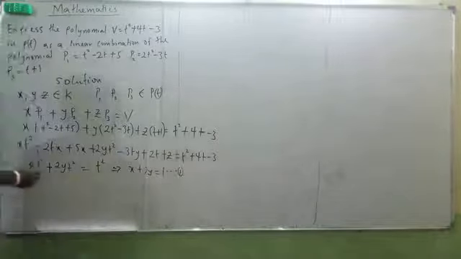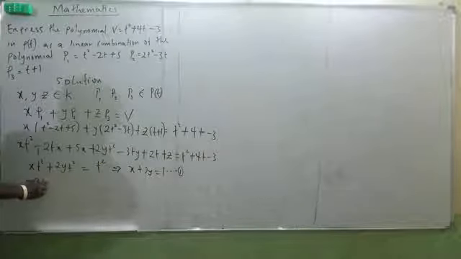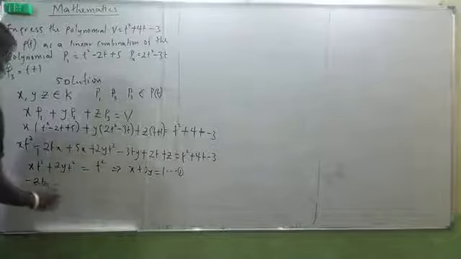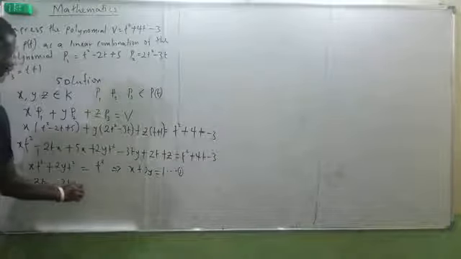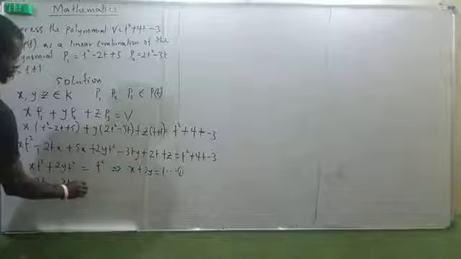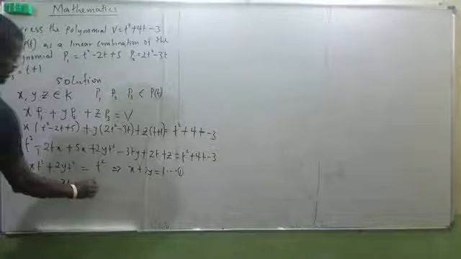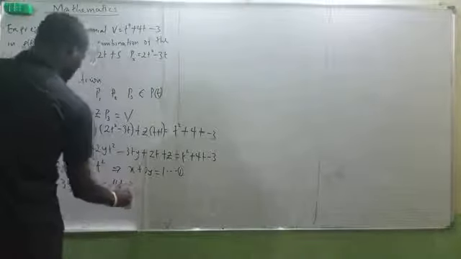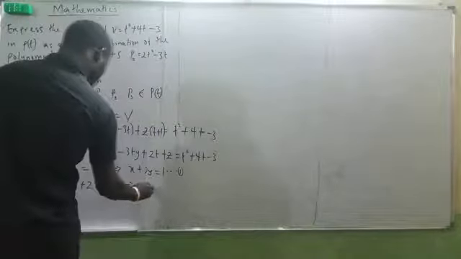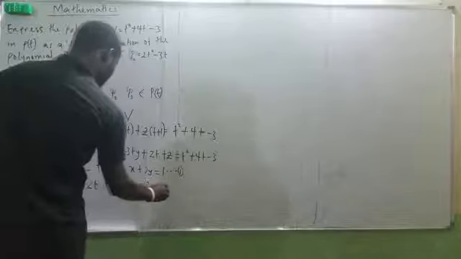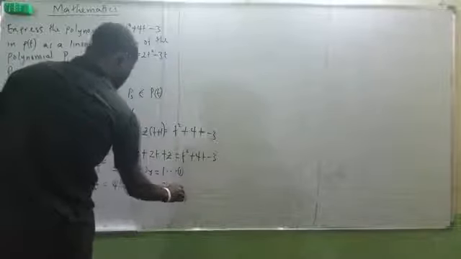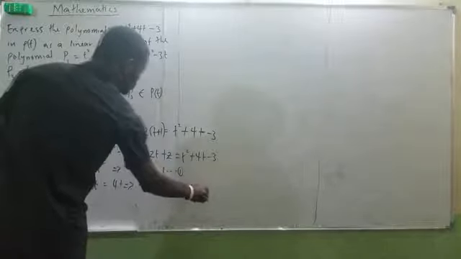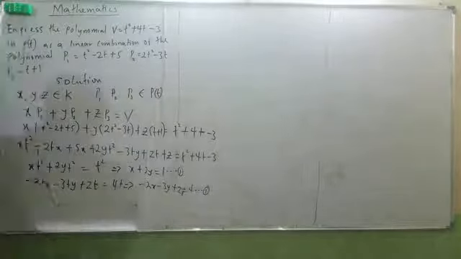Now, I will move on to the next one that has t: minus 2tx minus 3ty plus zt will be equal to 4t. It implies minus 2x minus 3y plus z equals 4, equation 2.